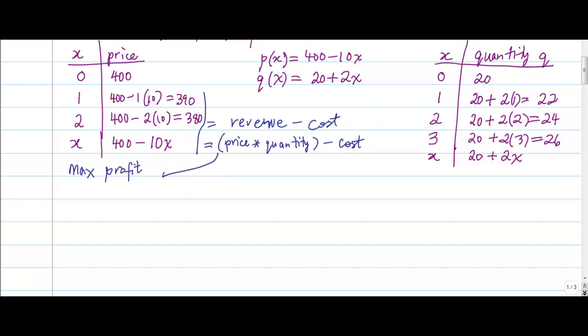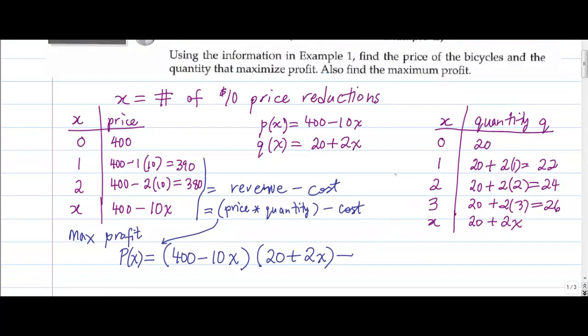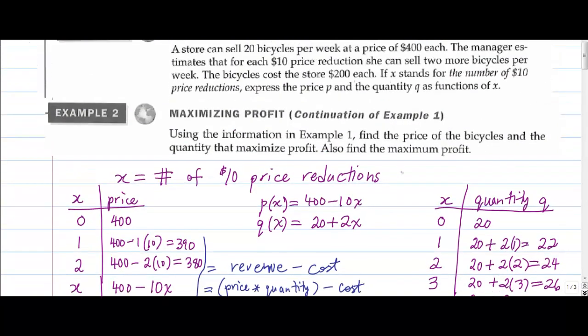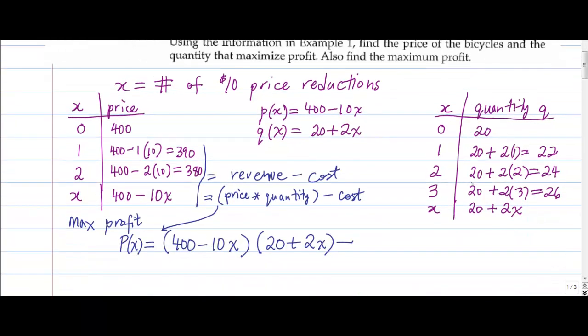Okay. So price times quantity, we know. I'm going to need some more space for this. Let me mark it here. So capital P of X. Price is 400 minus 10x. Quantity is 20 plus 2x, minus the cost. Let's look at our cost. So the bicycles cost the store $200 each. And it doesn't mention anything about fixed cost. So what is cost? Cost is your unit cost times quantity.